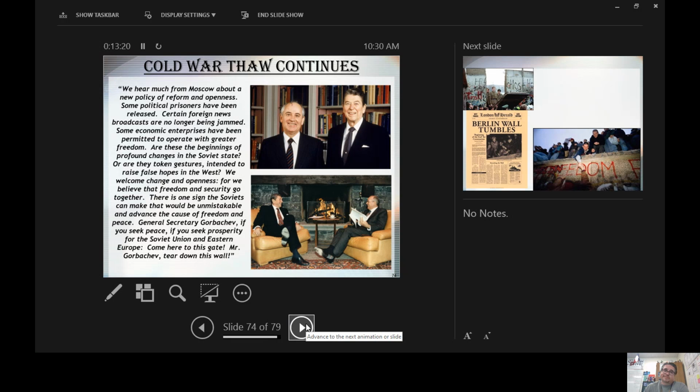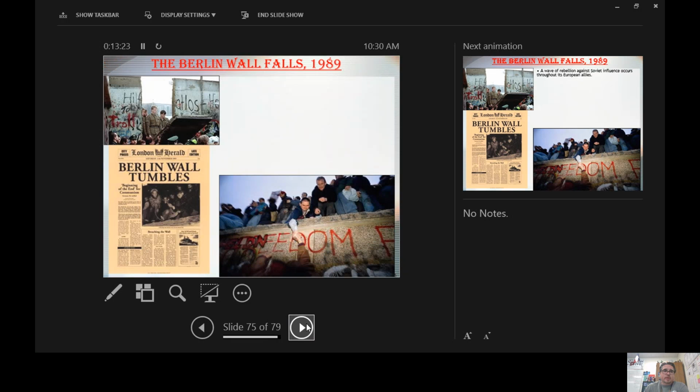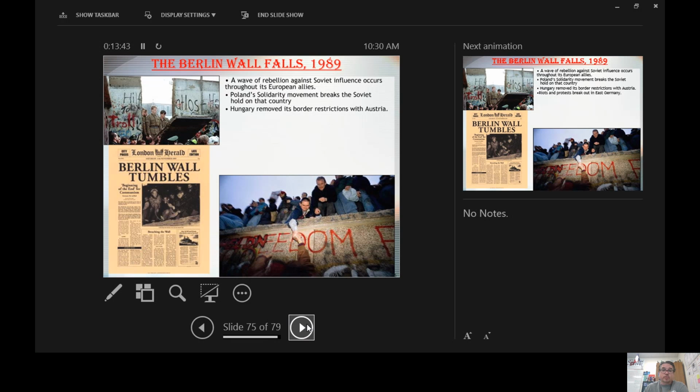And soon, that's more or less what happened. 1989, the Berlin Wall falls. A wave of rebellion against Soviet influence started to occur throughout its European allies in Eastern Europe. Poland's Solidarity movement broke the Soviets' hold on that country. Hungary removed its border restrictions with Austria. Riots and protests broke out in Eastern Germany. East Germans stormed the wall. Confused and outnumbered, border guards did not fight back.